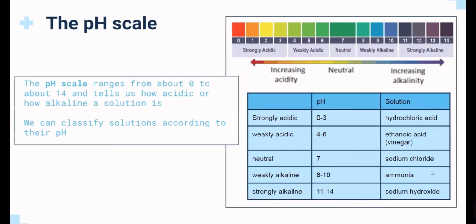This table here already classifies solutions according to their pH. For example, strongly acidic has pH from 0 to 3 and the solution is hydrochloric acid.